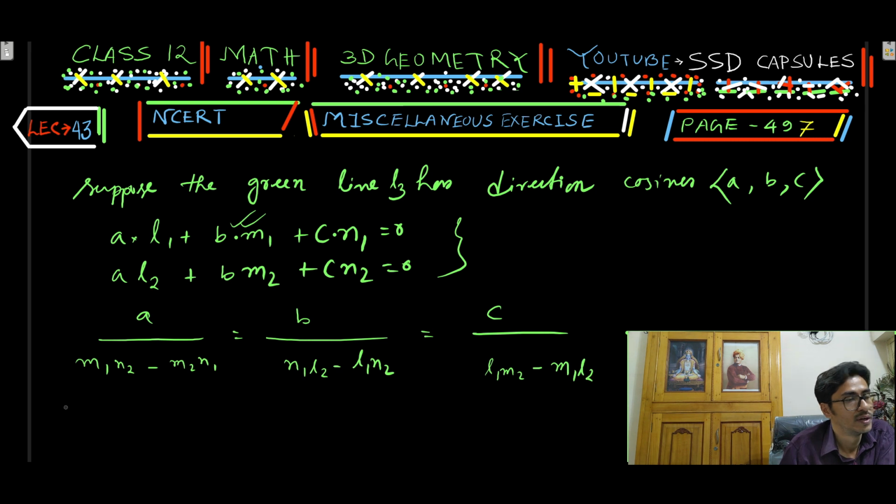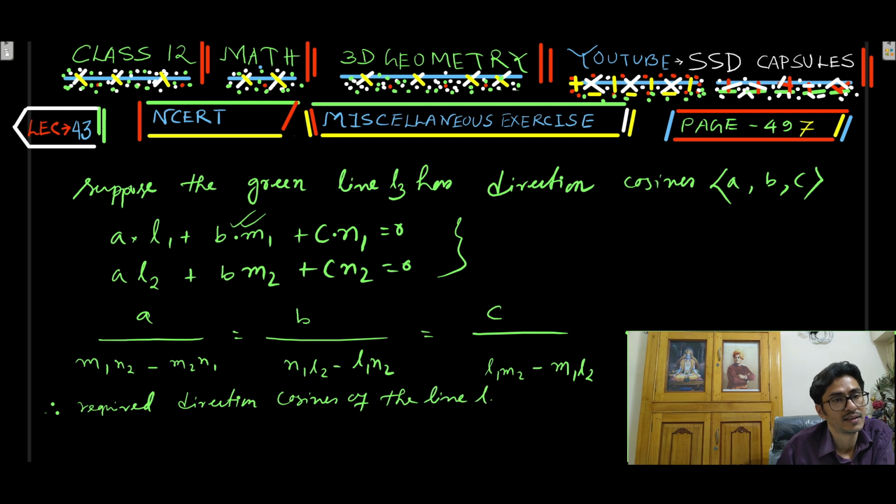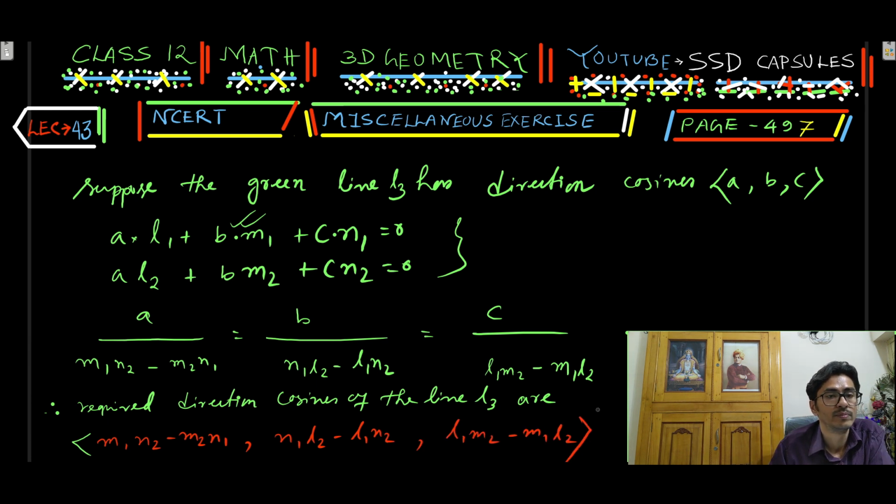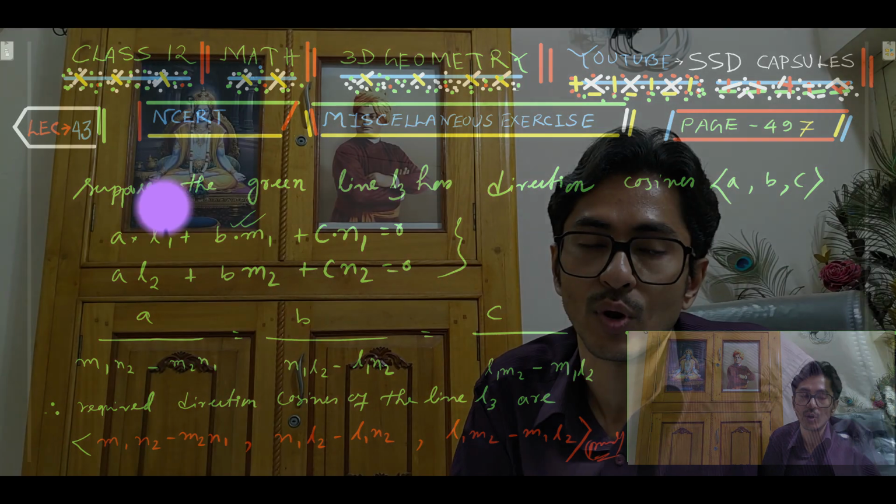So therefore the required direction cosines of the line L3, that is the green line, are M1 N2 minus M2 N1, comma, N1 L2 minus L1 N2, comma, L1 M2 minus M1 L2. So proved. So very easy problem.